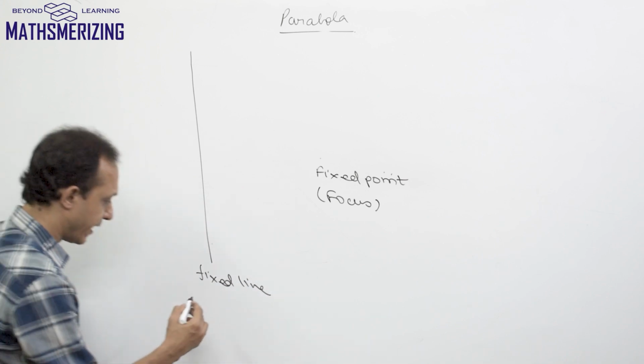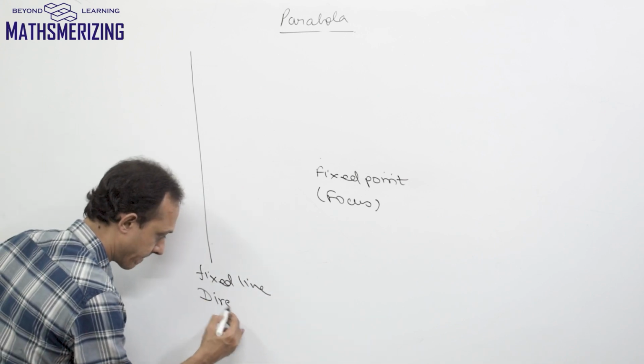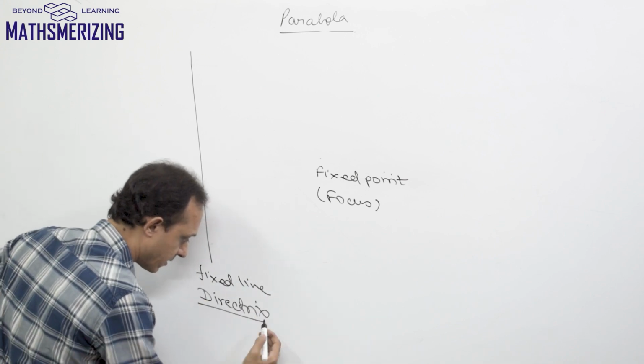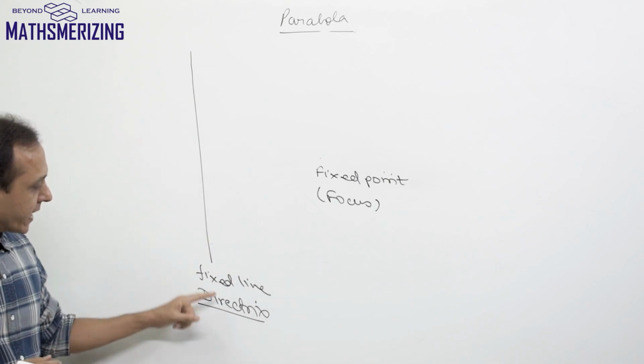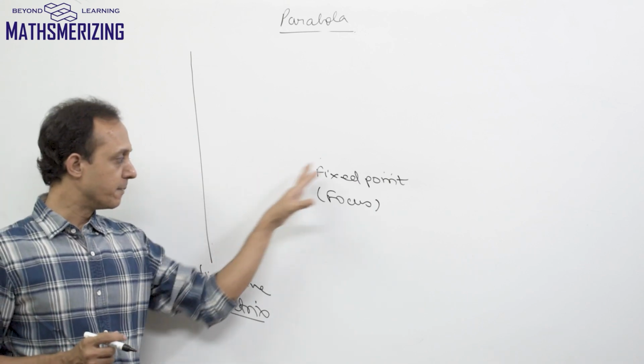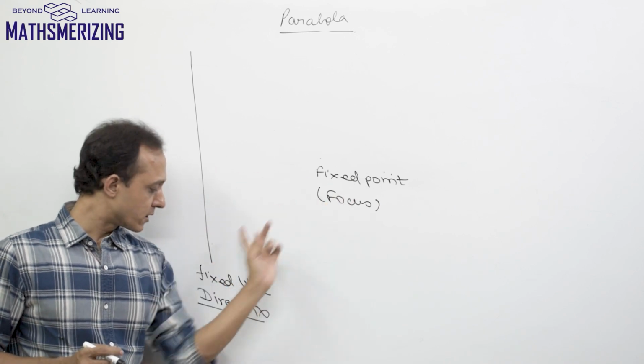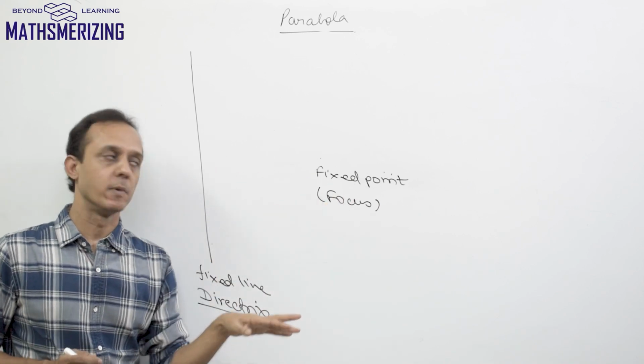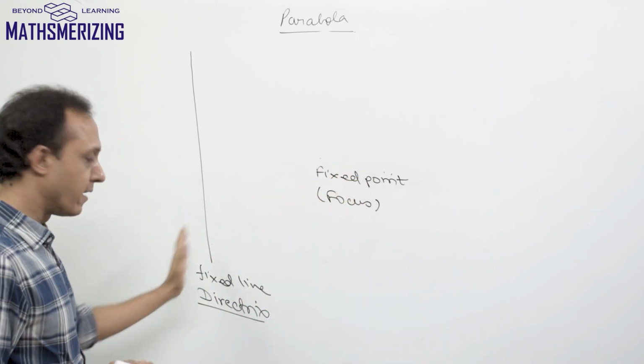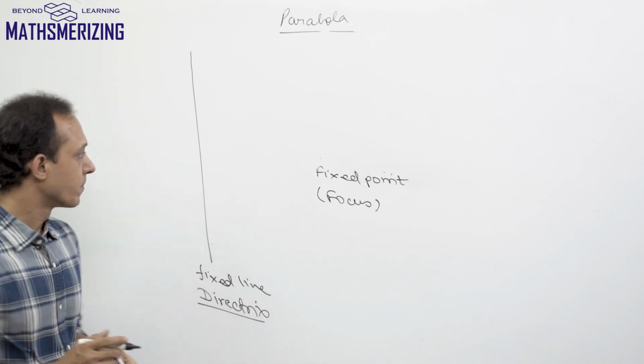and this fixed line is called the directrix. So again in parabola there will be only one directrix, but in case of an ellipse and hyperbola there will be two directrices. So for parabola we have one focus and one directrix, and for ellipse and hyperbola we will have two foci and two directrices.